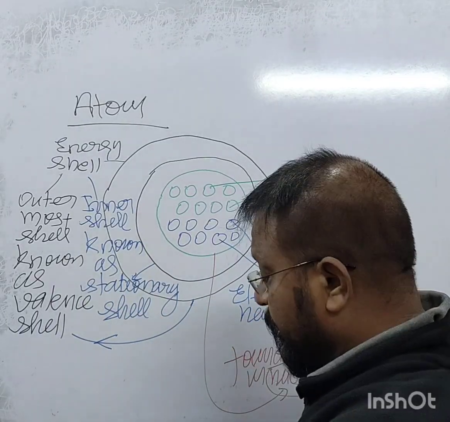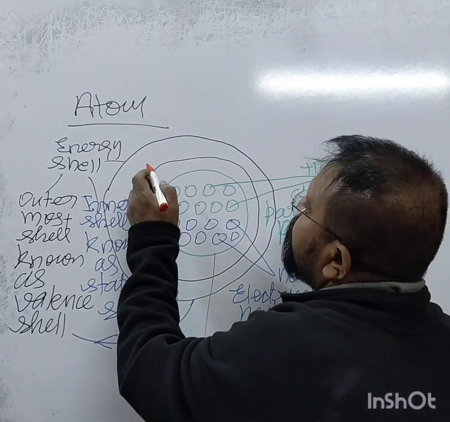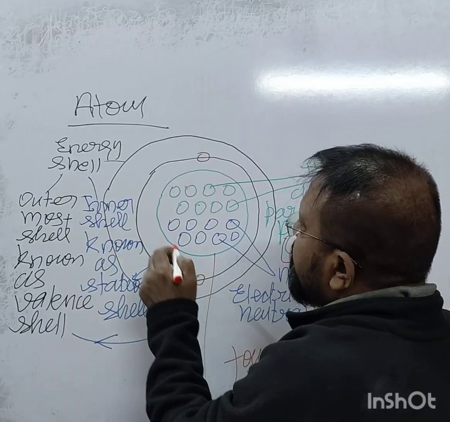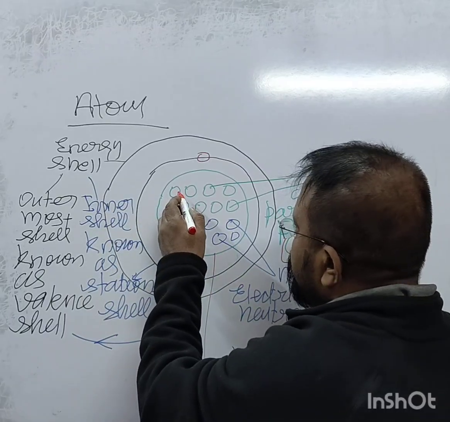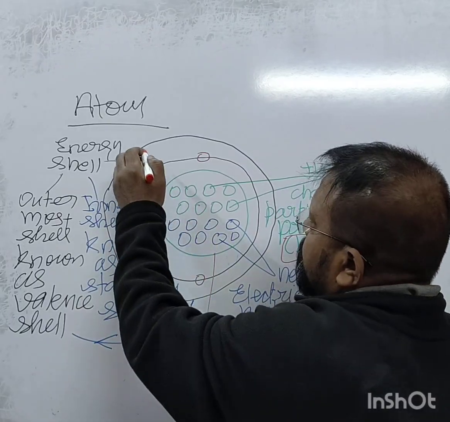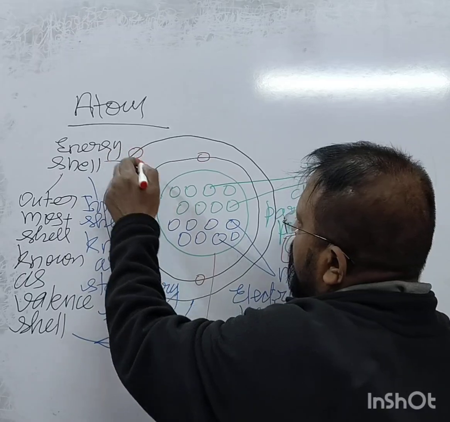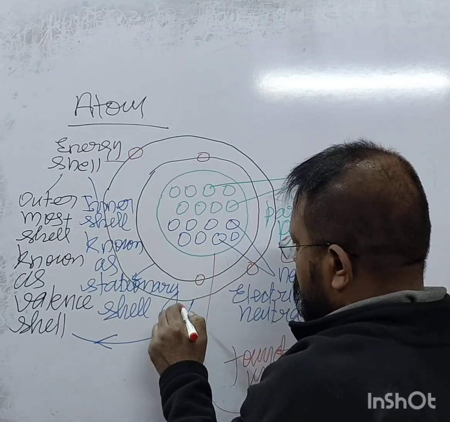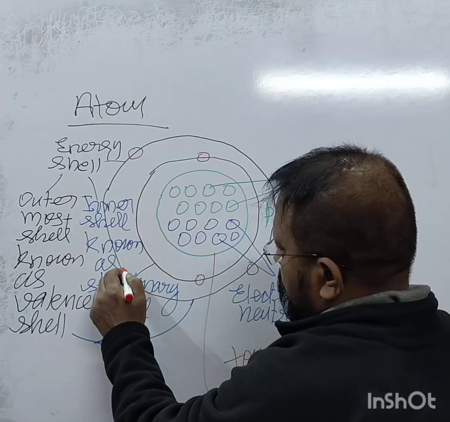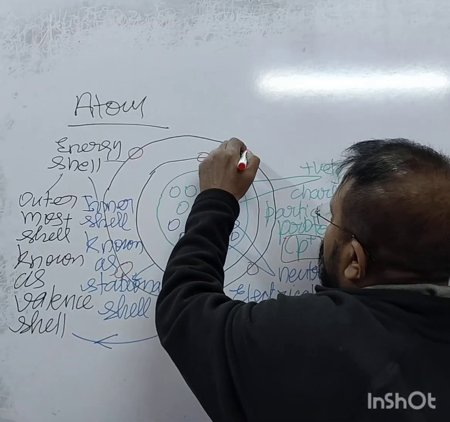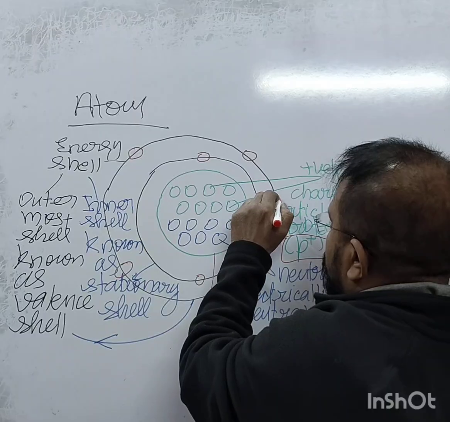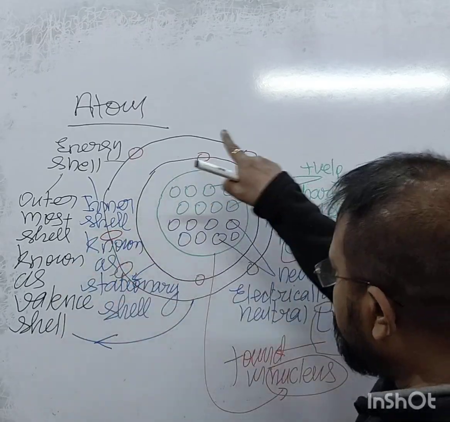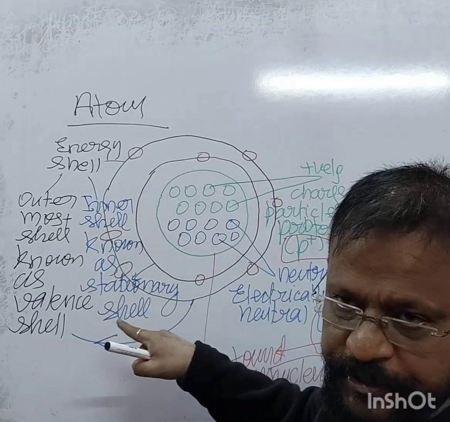And there are electrons revolving. In the first shell there are 2 electrons. In the second shell, how many do we have? We have 8. 1, 2, 3, 4, 5, and 6. There are electrons in different energy shells.